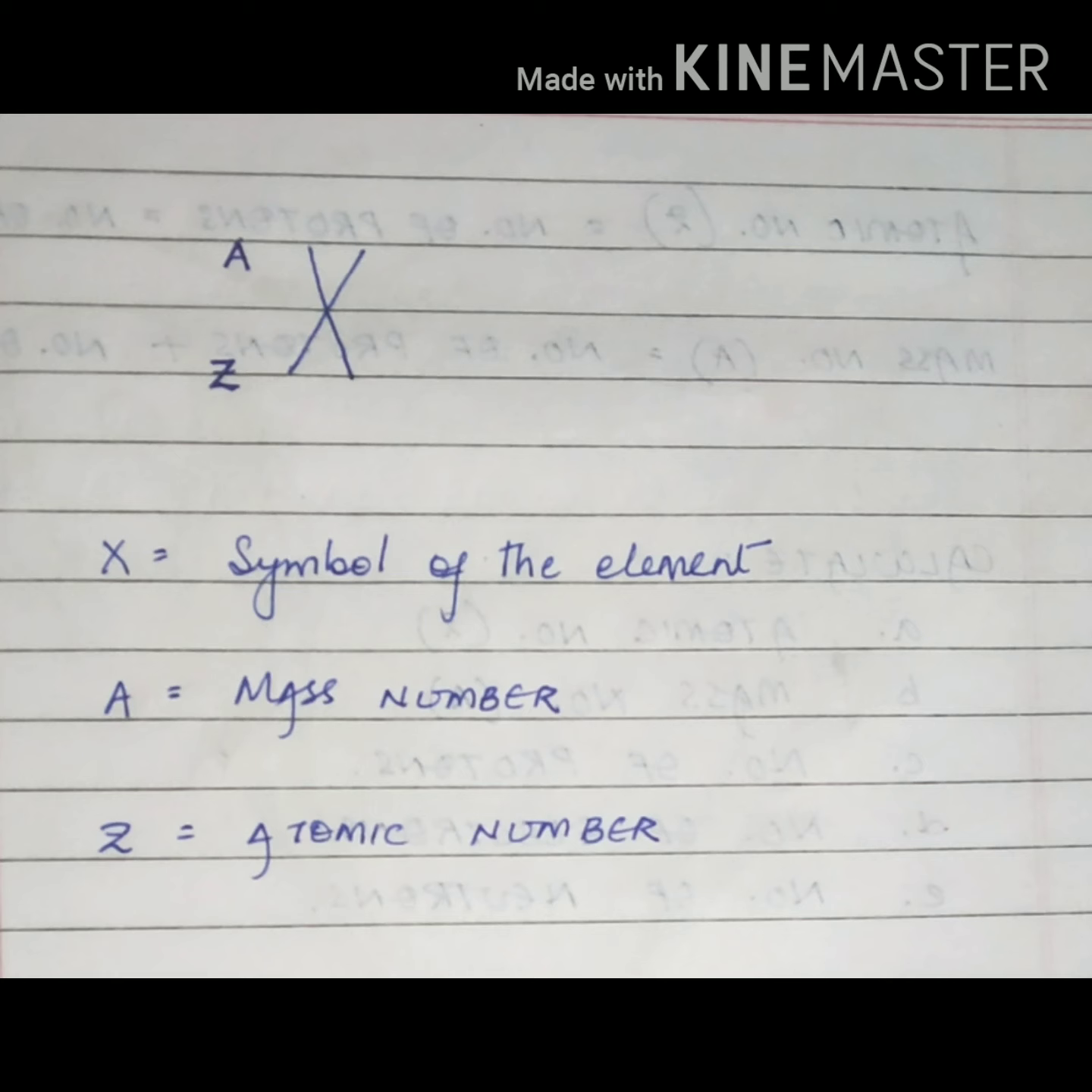Now, if you see the figure that is showing on the screen, you will see that I've written capital X, then I've written A as the superscript and Z as the subscript. Here X stands for the symbol of an element, A stands for the mass number, that is the number of protons plus the number of neutrons, and Z stands for atomic number, that is the number of protons. So using this formula, we can easily calculate the mass number and atomic number of an element.